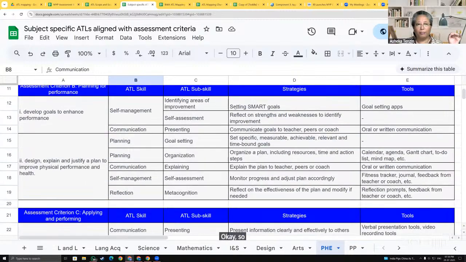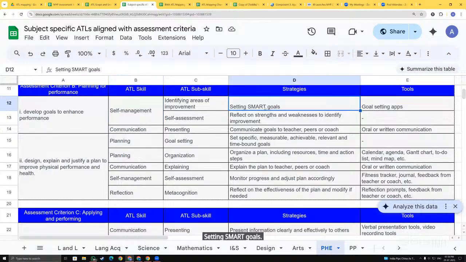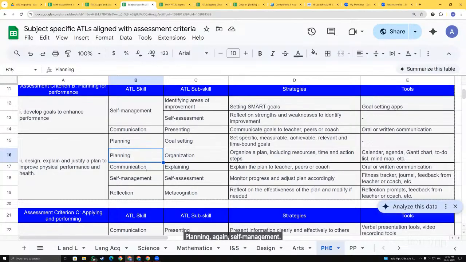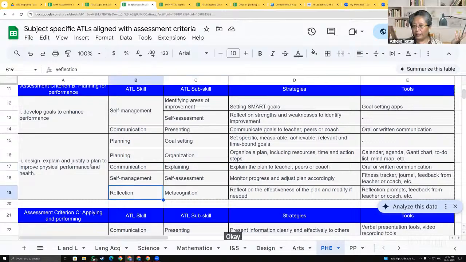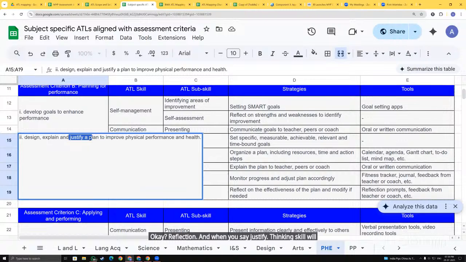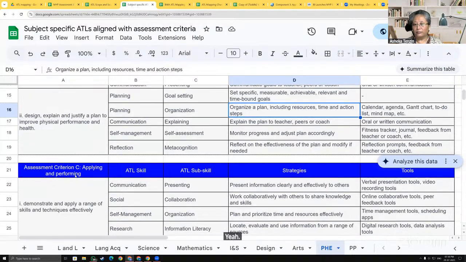Okay, so criteria B, develop goals to enhance performance, a good place where they can do self management, setting SMART goals. Yes, setting SMART goals. Okay, then design, explain, justify a plan to improve physical performance and health. Planning, again, self management. Okay, communication, explaining. Reflection. And when you say justify, thinking skill will come. They need to think critically also, so yes, we can add critical thinking as well.